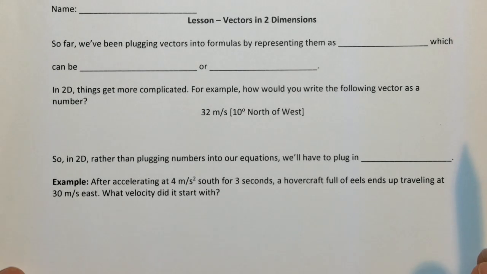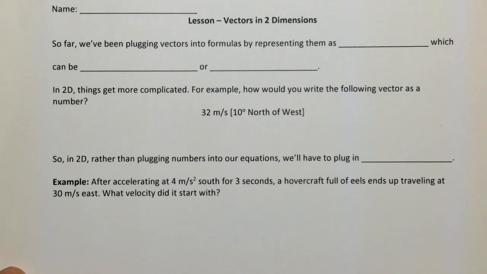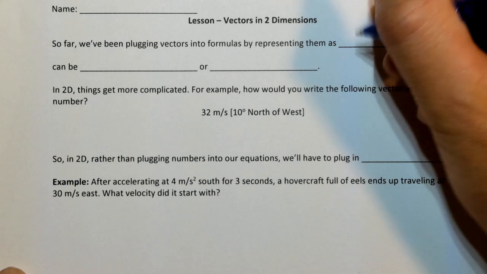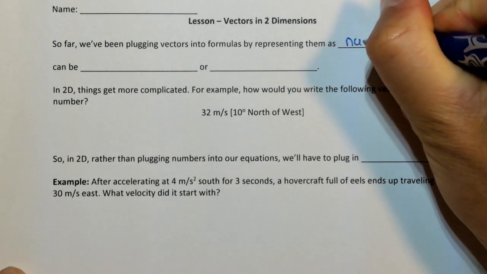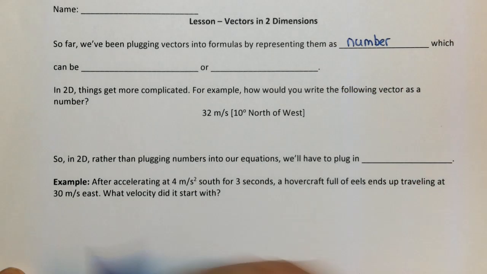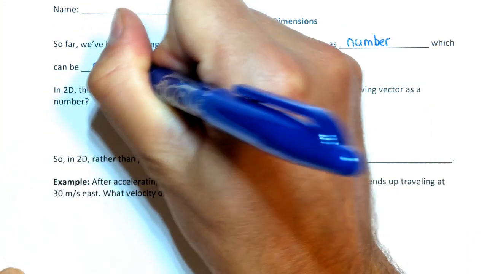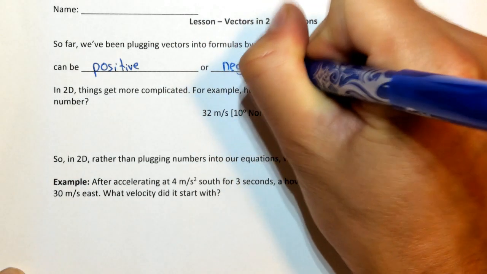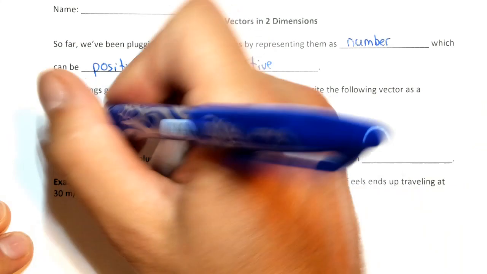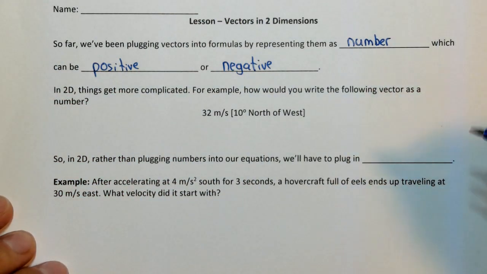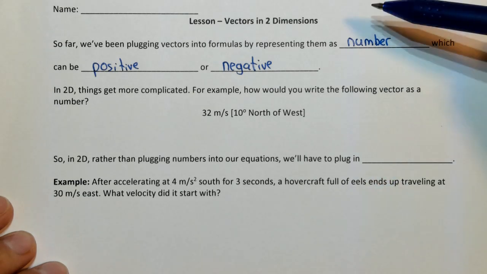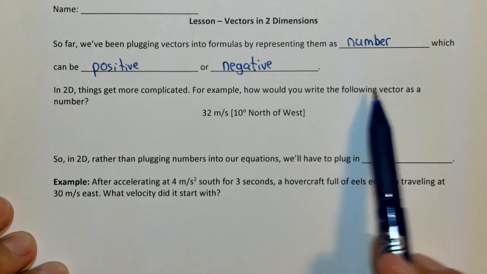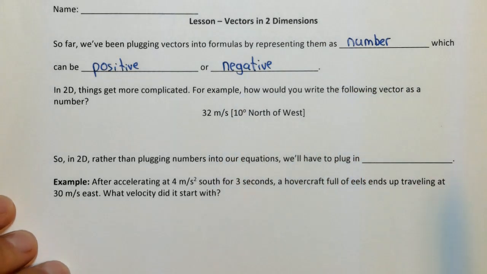So far in this course, we've been looking at 1-dimensional problems, which means when we come across a vector, we can plug it into a formula by representing it as a number that can be positive or negative. For example, in a north-south problem, things going north we would call positive, and things going south we'd call negative. Or in an east-west problem, things going east we'd call positive, and things going west we would call negative.